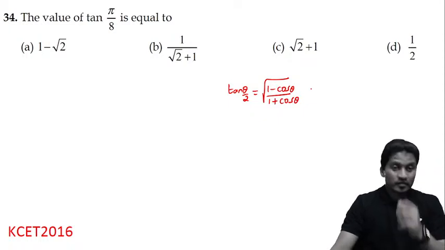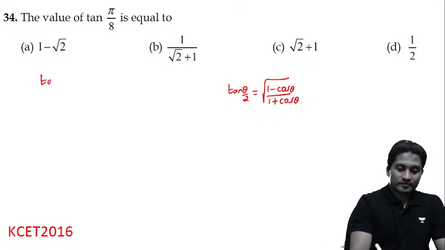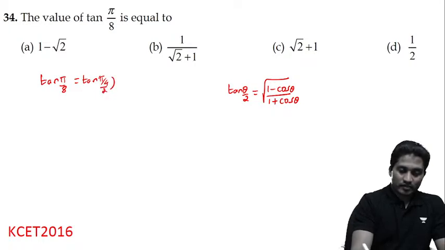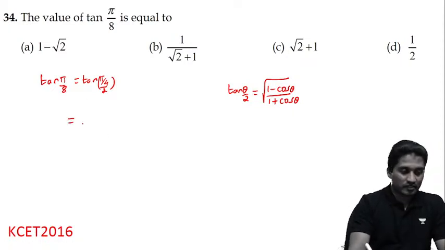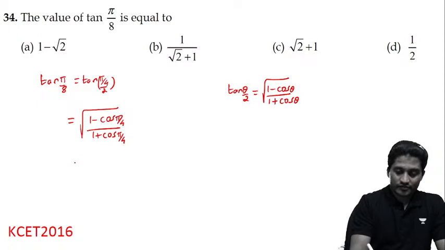Now if I use the formula, tan pi by 8 can be written as tan of (pi by 4) divided by 2. Tan theta by 2 is equal to root of (1 minus cos theta) by (1 plus cos theta). It will be equal to root of (1 minus cos pi by 4) upon (1 plus cos pi by 4). Cos 45 is 1 by root 2, right? Again cos 45 is 1 by root 2.